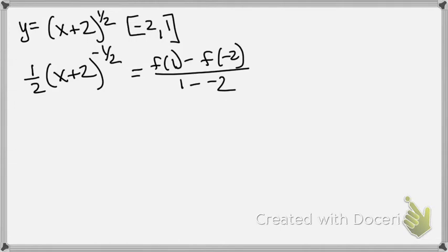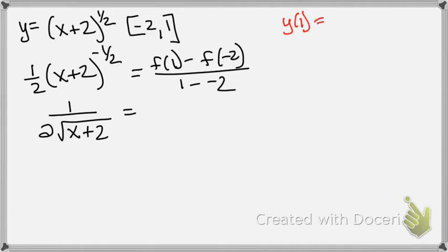Okay? So now I just have to clean that up and figure out what f of 1 and f of -2 are. All right, on the left side, I'm going to rewrite that as a square root, but I don't know that that's necessary. And on the right side, I have to figure out what f of 1 is, I guess it's really called y of 1.